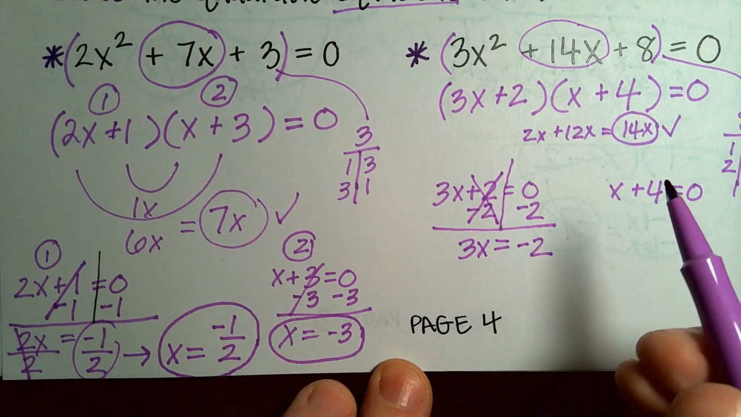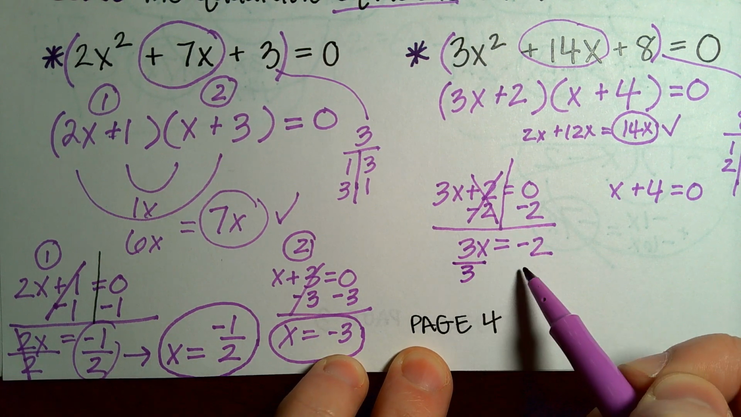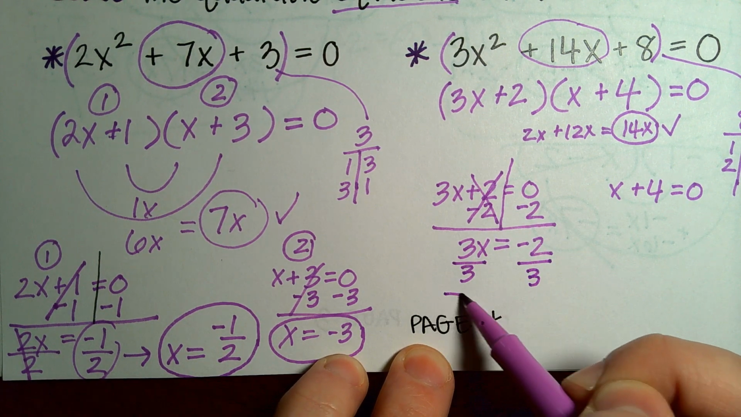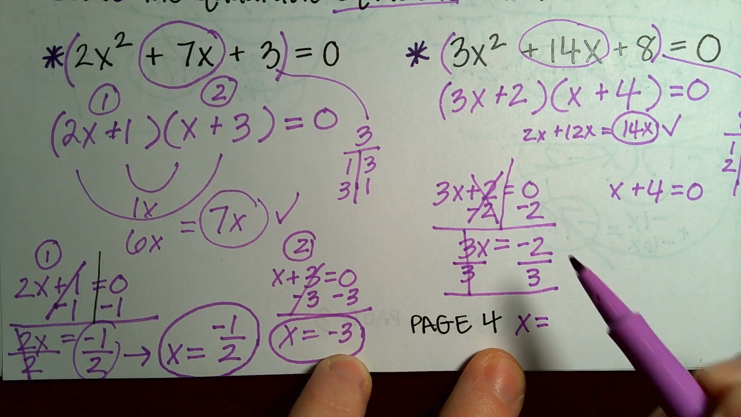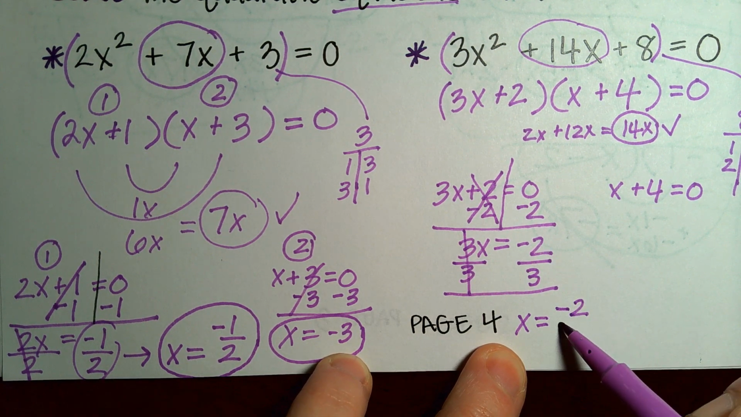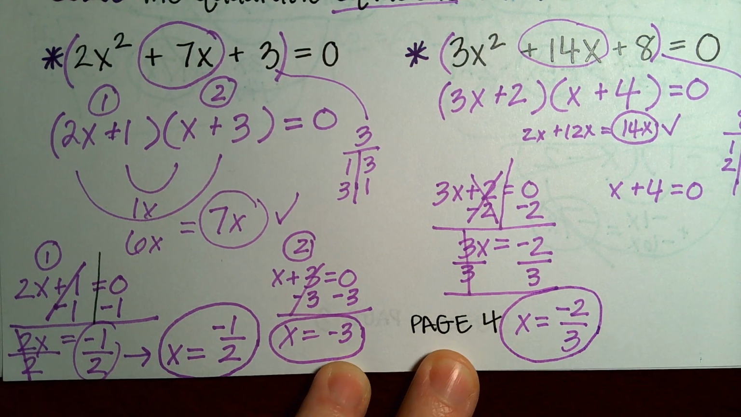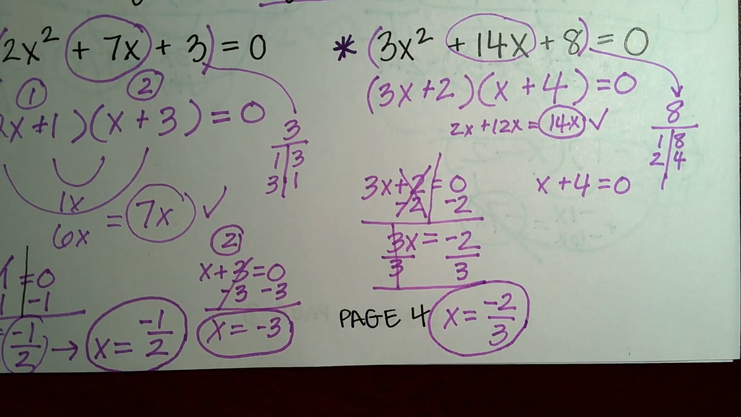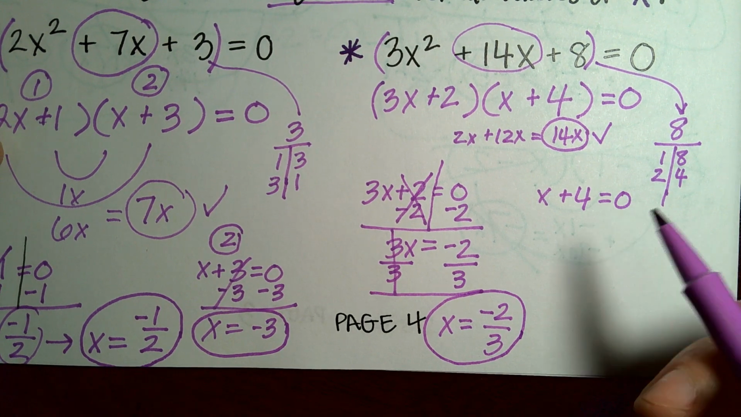And what's my last step here? Divide by 3. Good, divide by 3 on both sides. And that's gonna leave me with x equals negative 2/3. That is your answer. But are we done? No. We've got one more x to solve for. x plus 4 equals 0.